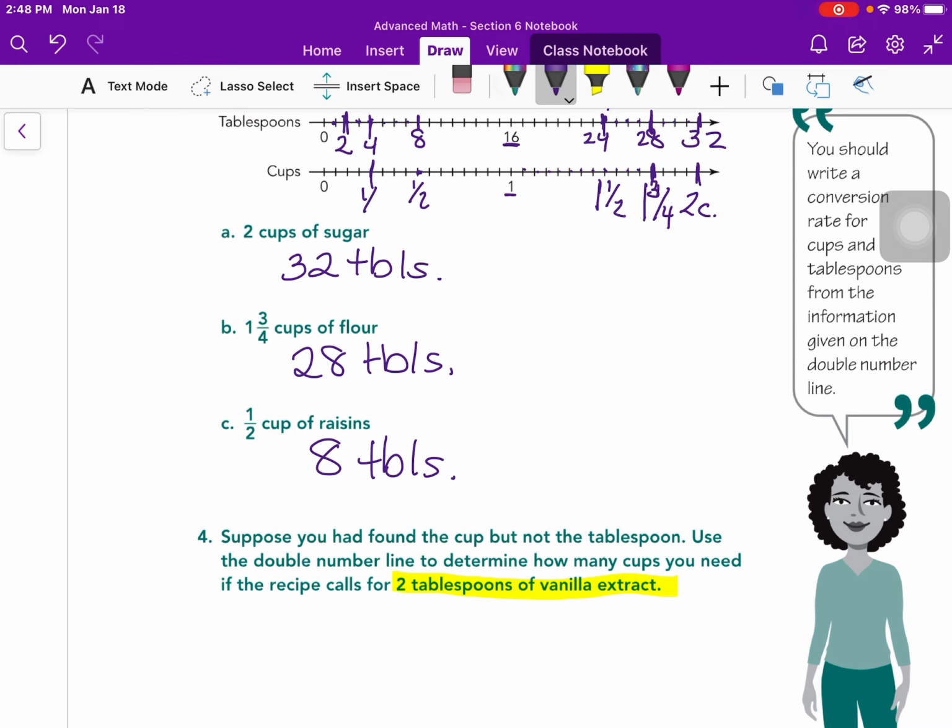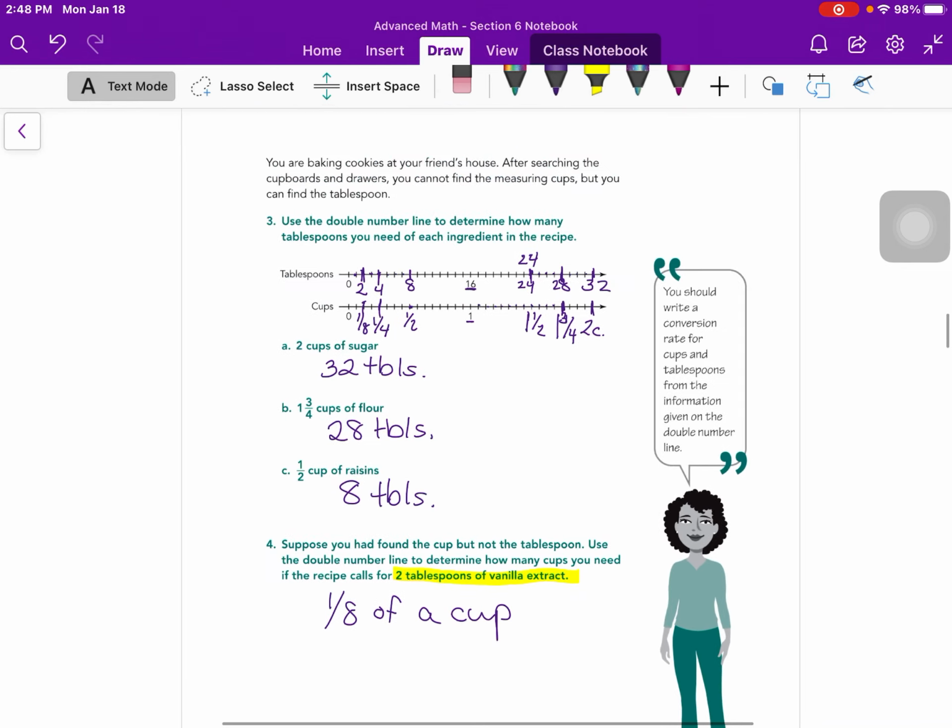And half of a half is a fourth. And then this would be half of a fourth. I know half of a fourth would be an eighth. So I would then need 1/8 of a cup for my vanilla extract. All right, so that's how we can use a double number line to help us convert.